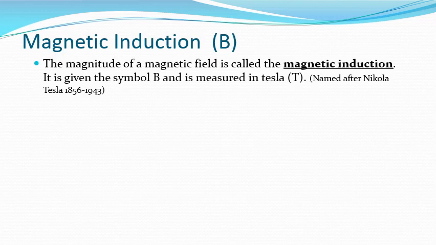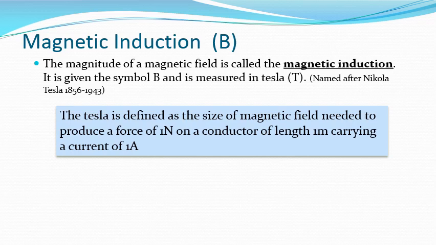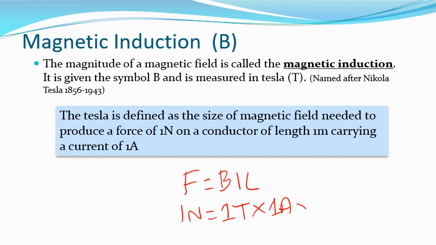Quick reminder of what we mean by magnetic induction, or the magnitude of the magnetic field. It's got the symbol B, measured in Tesla, and it's defined as the magnetic induction needed to produce a force of 1 Newton on a conductor of 1 meter carrying a current of 1 amp. And this is coming from F equals B times I times L. So we've got 1 Newton is what force we get if we have 1 Tesla and 1 amp and 1 meter.